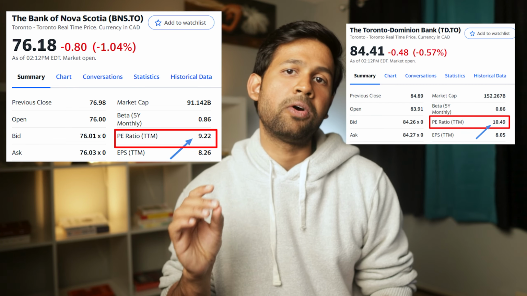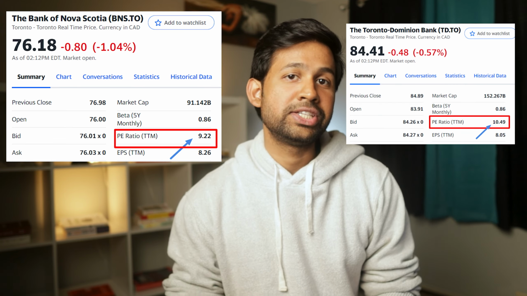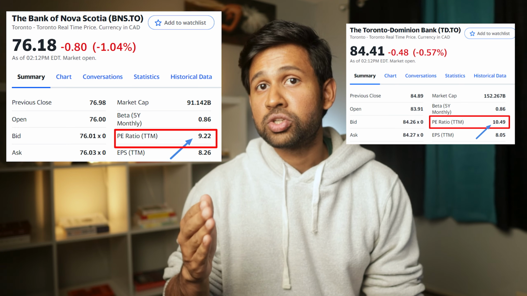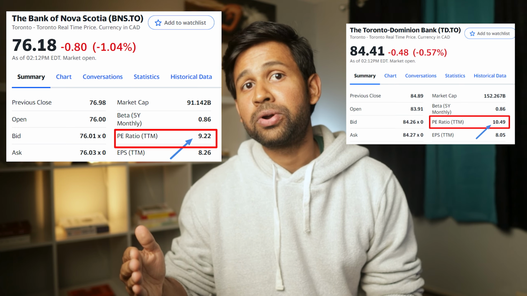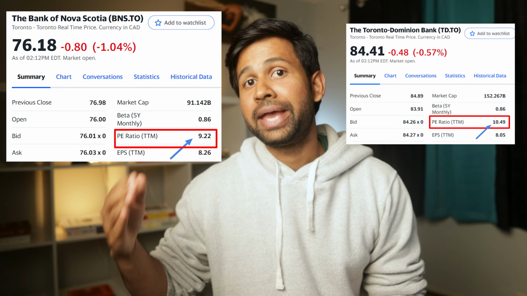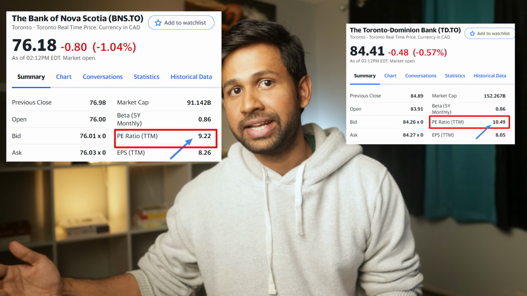Now let's look at the PE ratio of Bank of Nova Scotia and TD. The PE ratio of Bank of Nova Scotia is 9.22 and the PE ratio of TD Bank is 10.48. The lower PE ratio indicates the Bank of Nova Scotia is relatively cheaper compared to TD based on its last 12 months earnings. Now I want to tell you something very important.